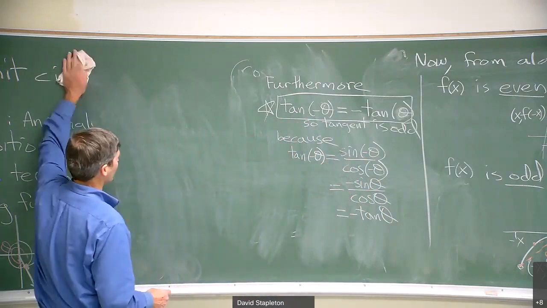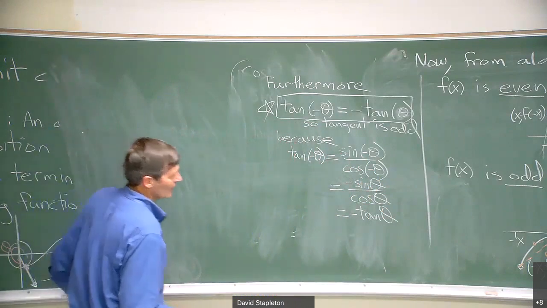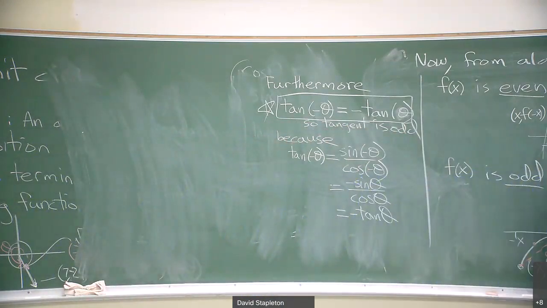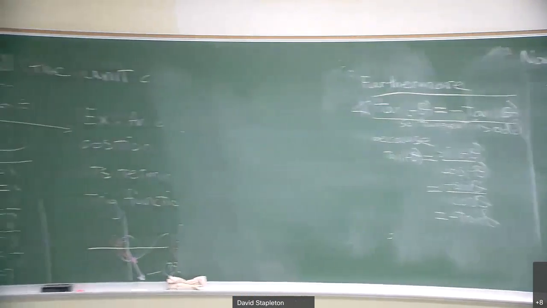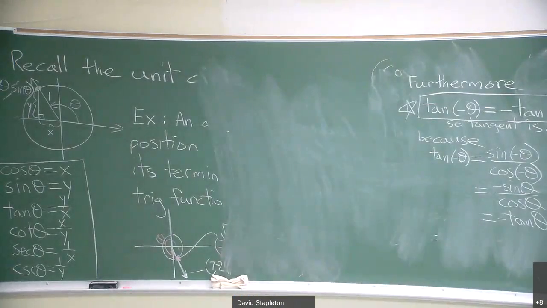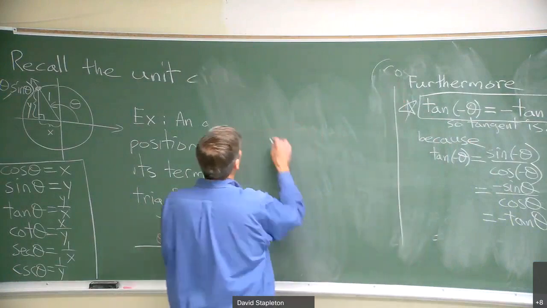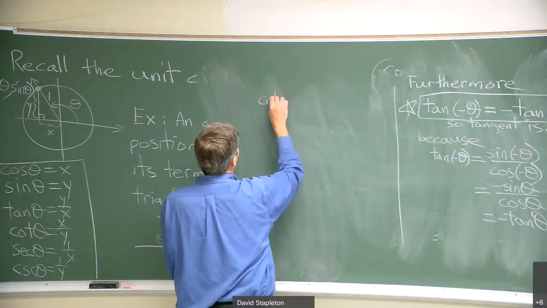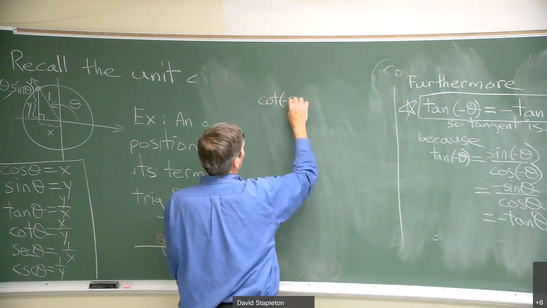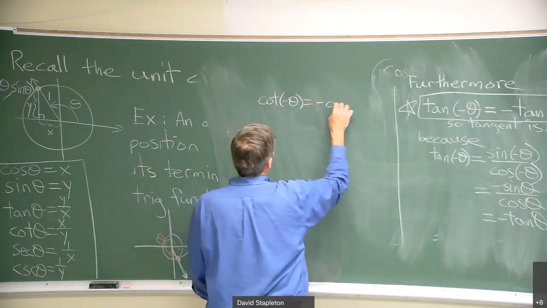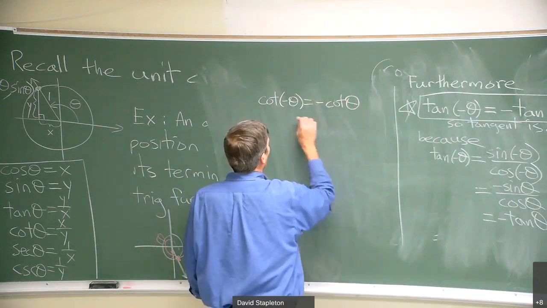We can do some more of these too. I want to do all of these. Once you see the proofs, then these are much easier to remember. Let me know if you can't see me. That screen's kind of hard to see sometimes. Similarly, the cotangent of minus theta is minus the cotangent of theta. It's also odd.